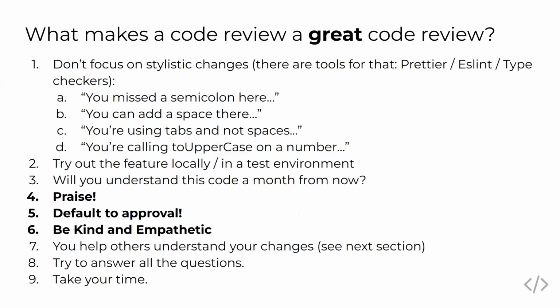So what makes a code review a great code review? Not focusing on stylistic changes, so stuff that can be automated with Prettier or ESLint or TypeScript, like missing a semicolon, using tabs and not spaces. If you get a lot of these comments in the code reviews, it's a sign that you need to either add ESLint if you don't have it, or you need to update your ESLint rules. Try out the feature locally or in a test environment, because even if the code looks okay, maybe it has a bug, and it's very useful to catch it at that place.